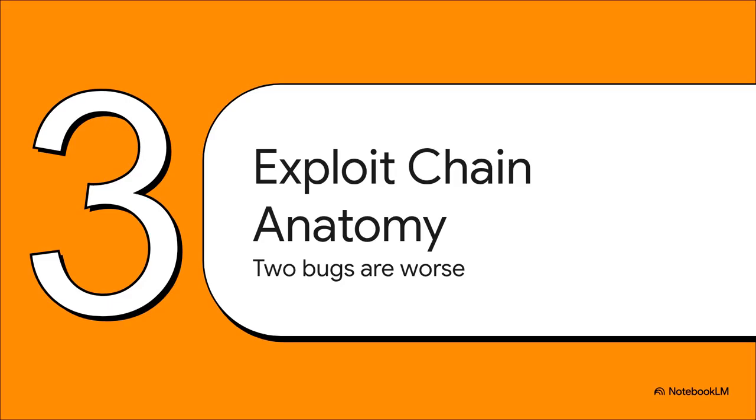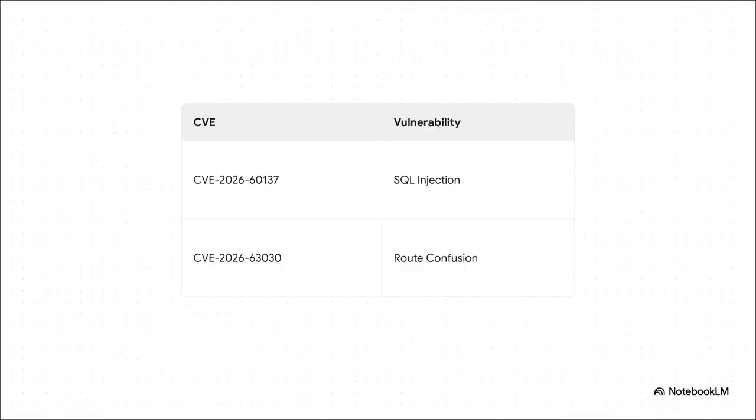Which brings us to Section 3, anatomy of the exploit chain, because 2 bugs are definitely worse than 1. The wp2shell attack path is actually a chain made up of 2 specific CVEs. First up is CVE-2026-6137. This is a SQL injection vulnerability found in the WP_Query class, specifically tied to the author__not_in parameter. The second one is CVE-2026-603030, which is a route confusion flaw tucked inside the REST API batch endpoint.